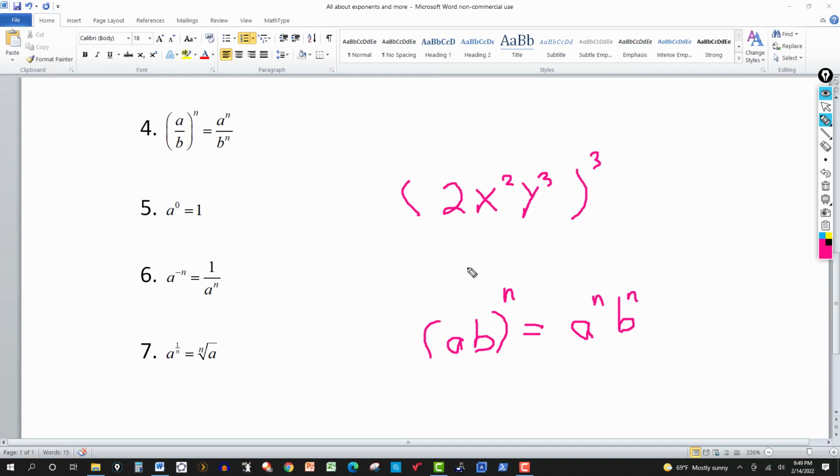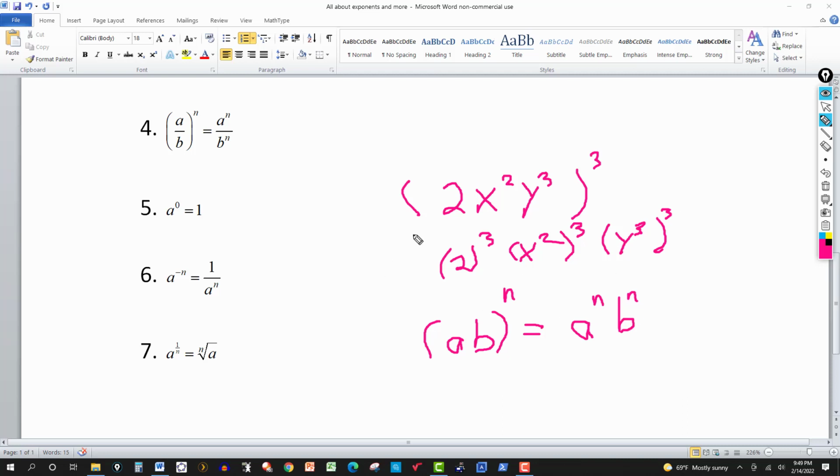But following this rule here, this would be the same thing as just taking each of these factors to the third power. So I'm going to just say 2 to the third, x squared to the third, y to the third, to the third. And then here I can just follow the rule. When you take something to a power, you multiply the exponents.